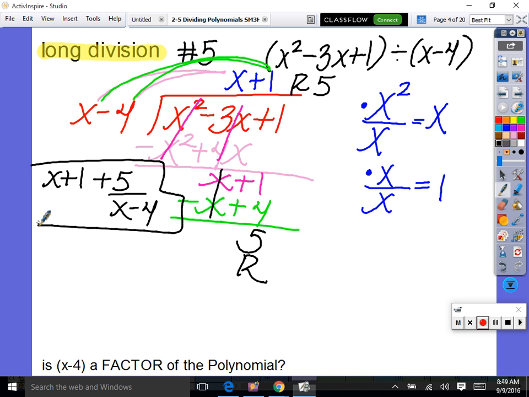Now, some people get bugged by why you have to put the x minus 4. But it's because if we just put plus 5, then wouldn't we have got x plus 6, which is not what we got. It's 5 out of x minus 4.